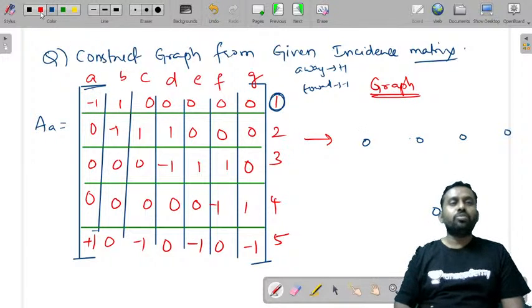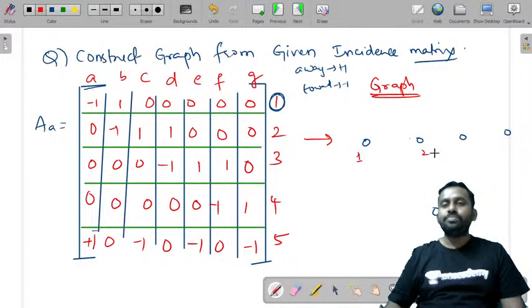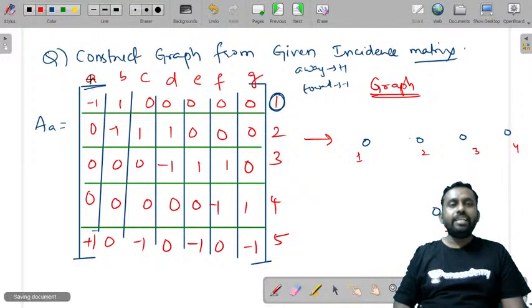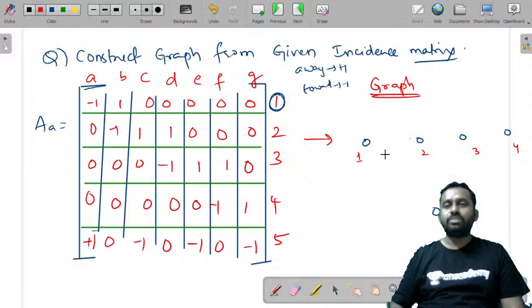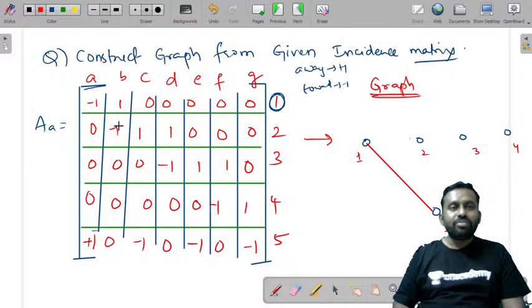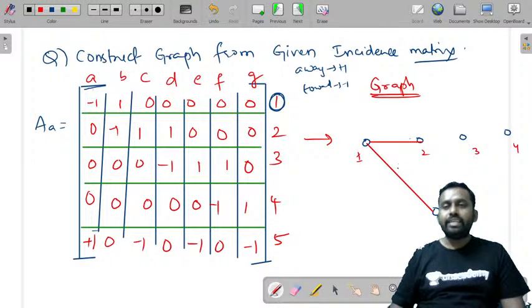So let us mark the nodes first. This is 1, 2, 3, 4, and 5. Branch A is between 1 and 5. Now branch B is between 1 and 2. Now let us write these values also, else we'll get confused. So this is branch A, and this is branch B.